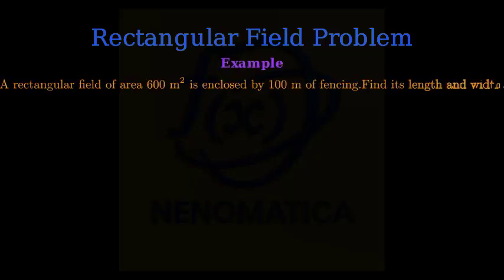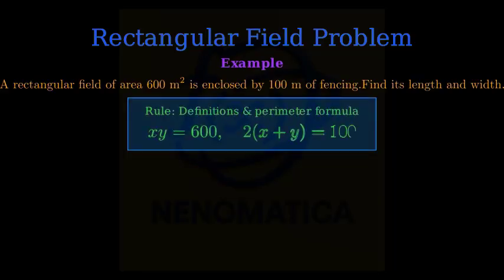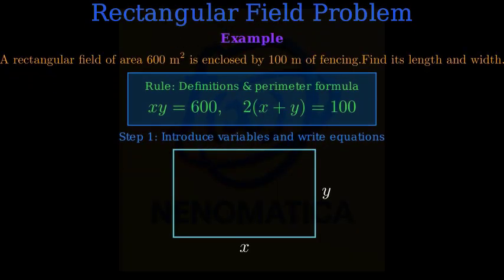Welcome to this math video. Today, we're going to solve a problem about a rectangular field and find its dimensions using a system of equations. Let's start with our example problem. Let's start by introducing our variables. Let's call the length of the field x and the width y. Here's a diagram of our rectangular field.